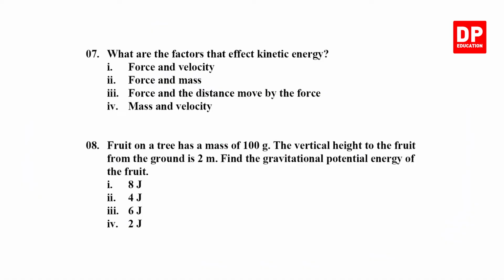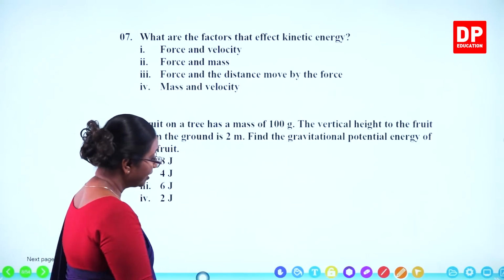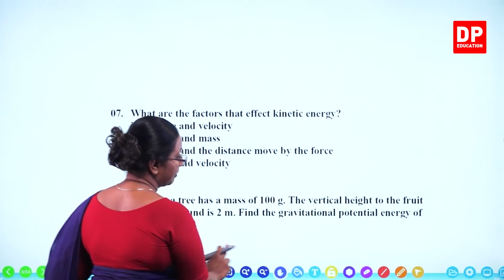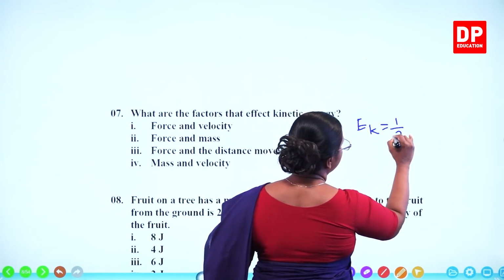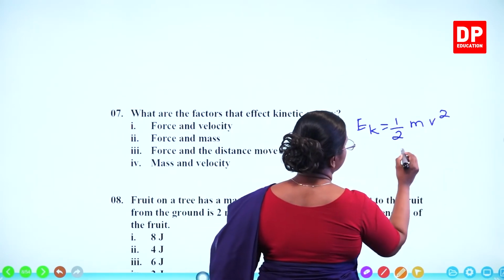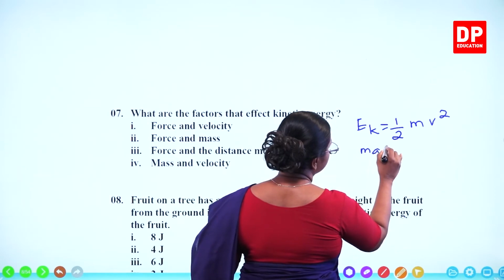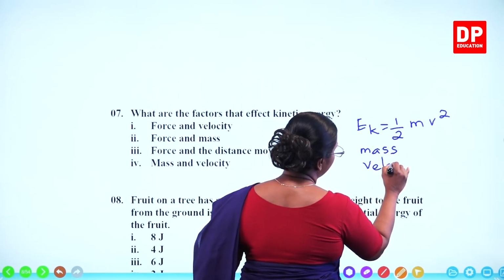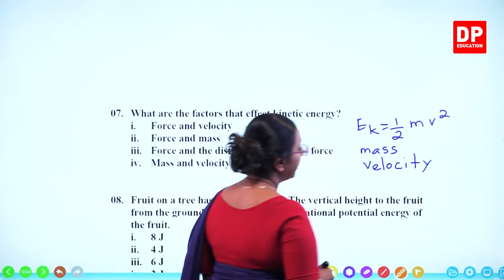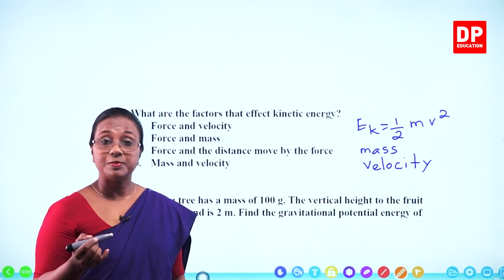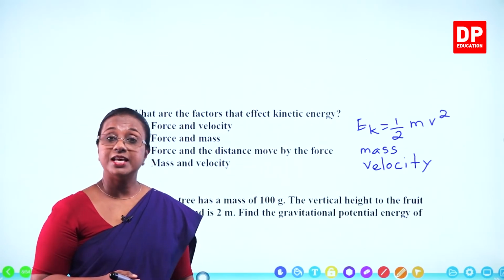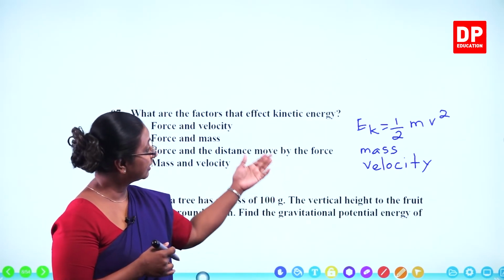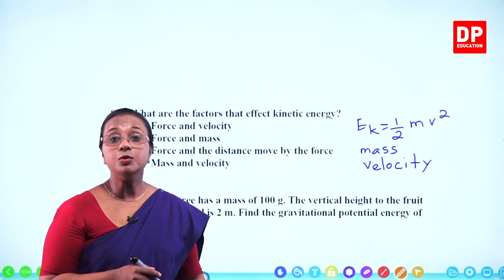Question 7. What are the factors that affect kinetic energy? What is the equation for kinetic energy? You all can remember. E kinetic equals half mv squared. So m is mass and v is velocity. Kinetic energy is the mechanical energy possessed by an object due to its motion. So it depends on both mass and velocity, or the factors that affect kinetic energy are mass and velocity.